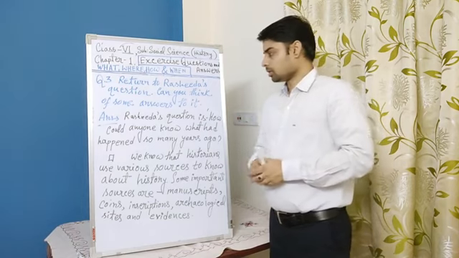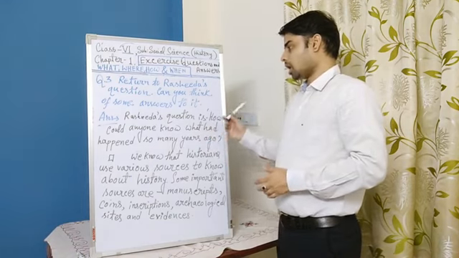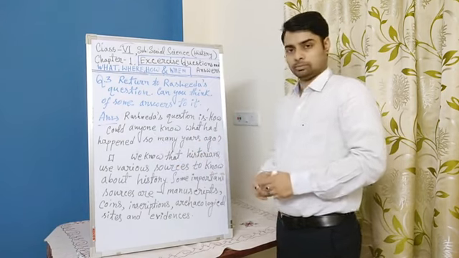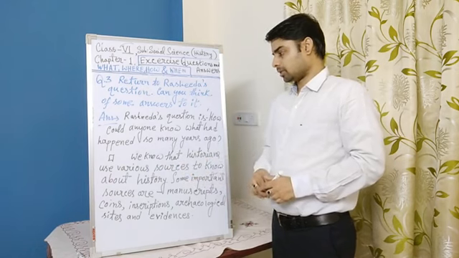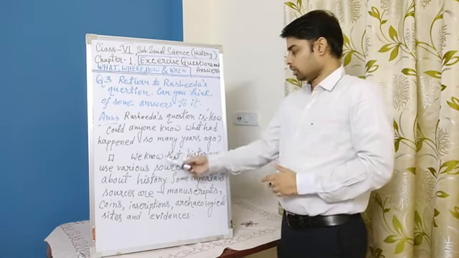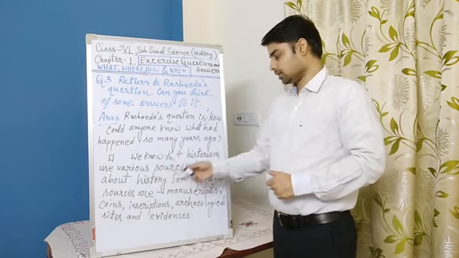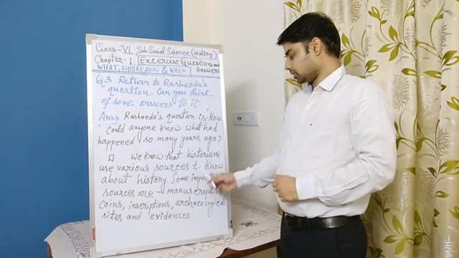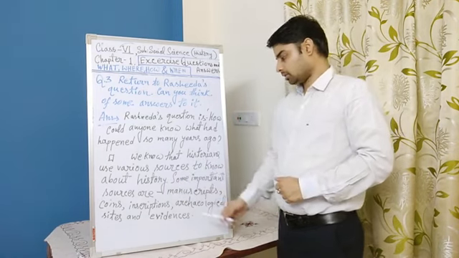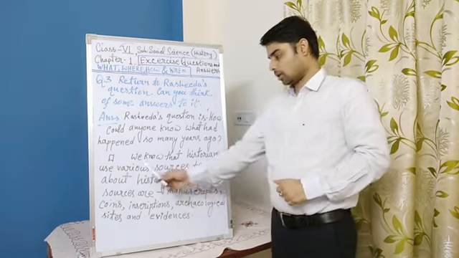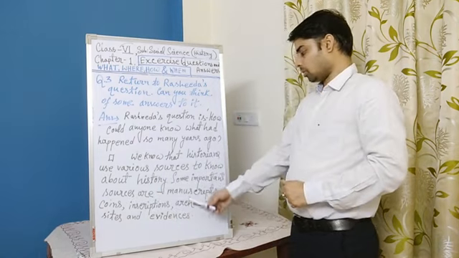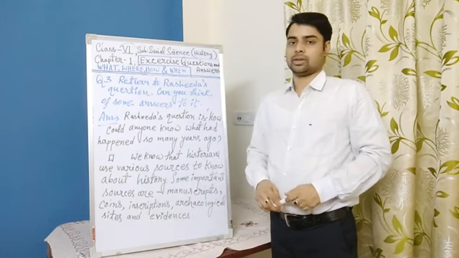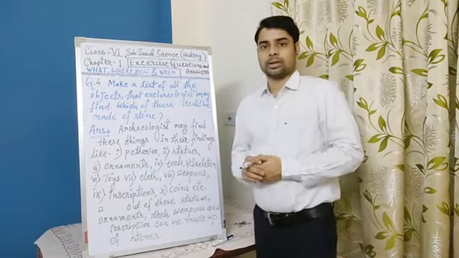So I will repeat again. Rashida's question is, how could anyone know what had happened so many years ago? Change the paragraph with a bullet: we know that historians use various sources to know about history. Full stop. Some important sources are manuscripts, coins, inscriptions, archaeological sites and evidences. Full stop. Okay, next question.